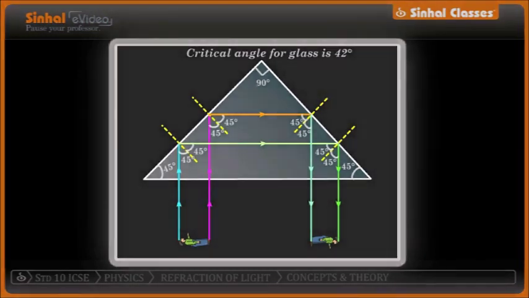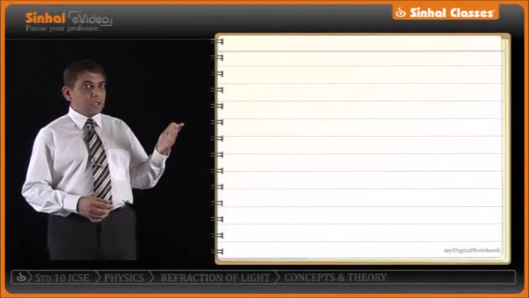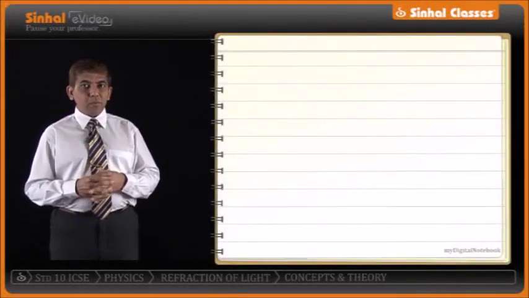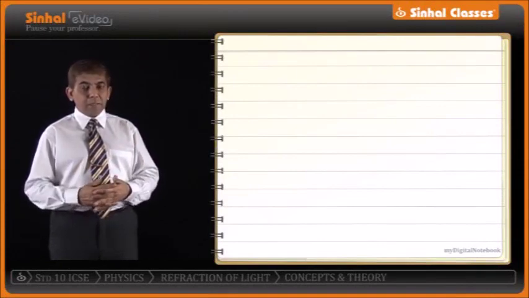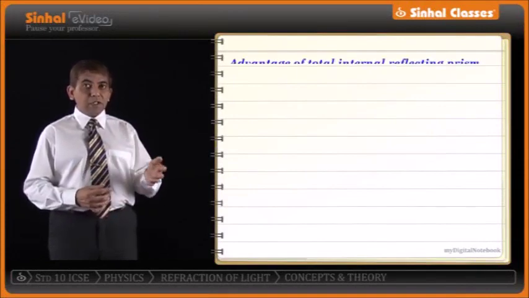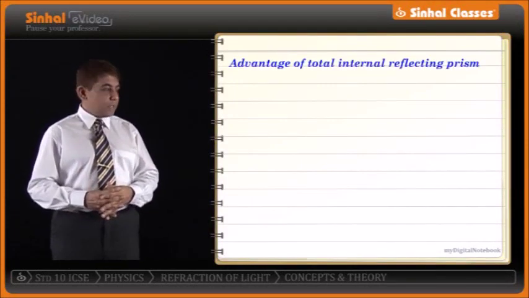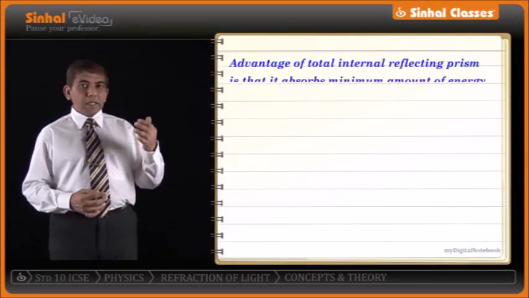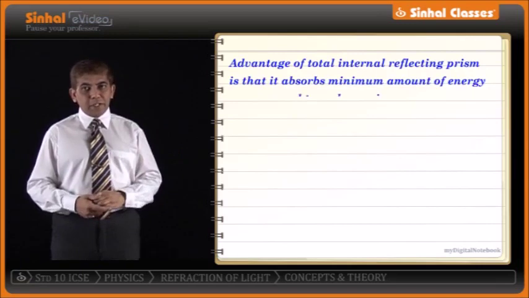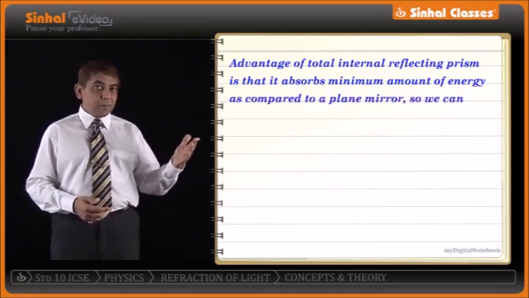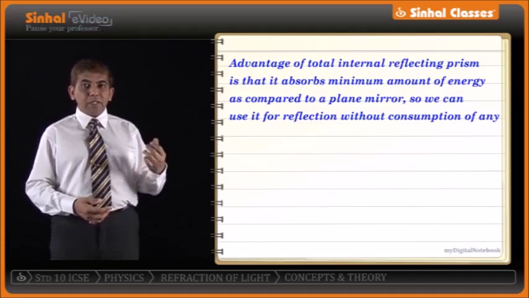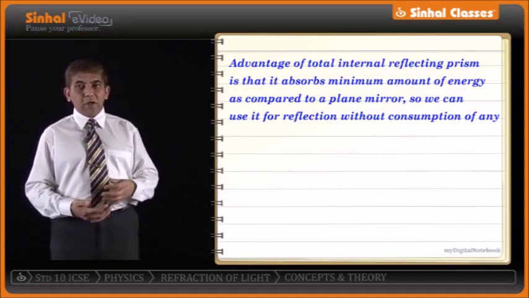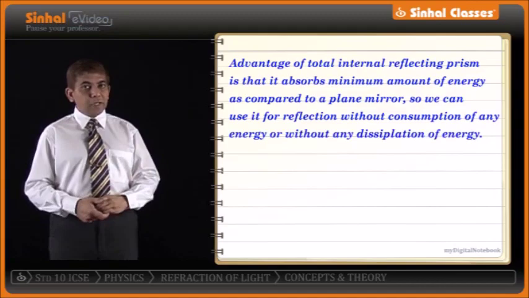In the case of total internal reflecting prisms, we see that a very small amount of energy is absorbed. So the advantage of total internal reflecting prisms is that they absorb a minimum amount of energy as compared to even a plane mirror. So we can use them for reflection without consumption or dissipation of any energy.